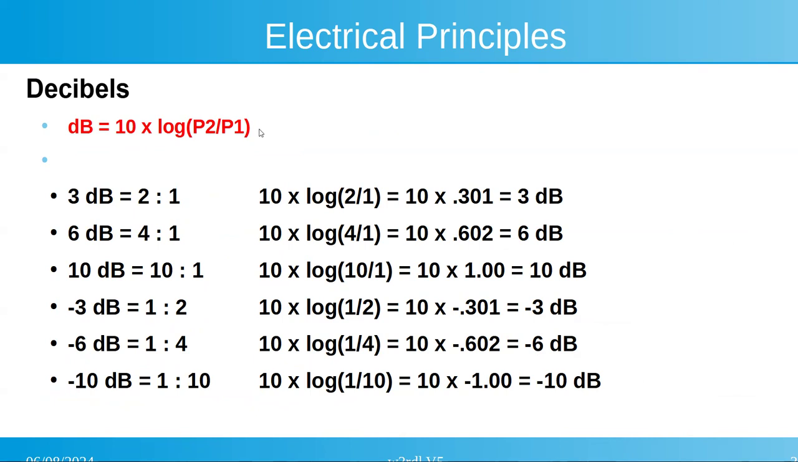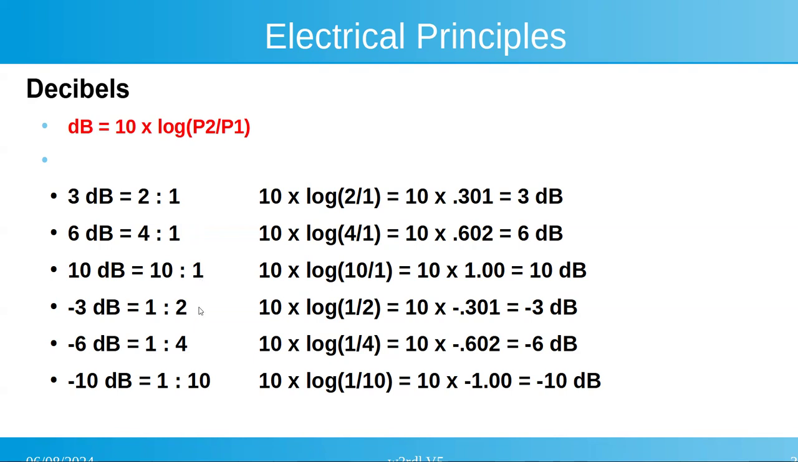Again, there's the formula. At some point, you'll need to know the formula, but you won't for the technician test. You just need to remember these basic things: a ratio of 2 to 1 is 3 dB. Actually, not exactly, it's like 3.01, but close enough. A ratio of 4 is 6 dB. A ratio of 10 is going to be 10 dB.